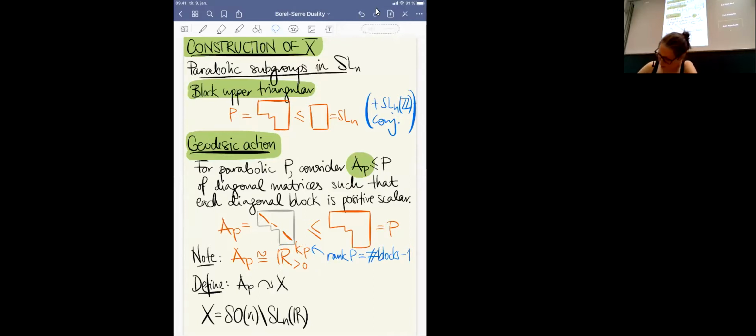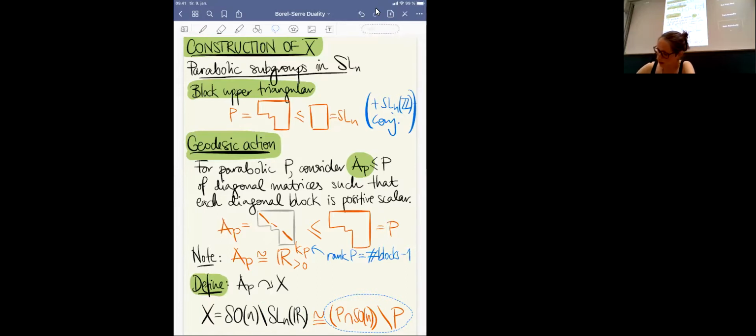So now we define this action. We've defined X as this coset space, SLNR modulo this maximal compact subgroup, the special orthogonal group. It turns out that we get the same thing if we replace SLNR by P. So I can look at this coset space, P modulo a maximal compact subgroup in P, which is just P intersect the special orthogonal group. This is really just the orbit stabilizer theorem. So we have P acting on this X by right multiplication. It's going to be transitive, and we get this nice identification of X as this coset space.